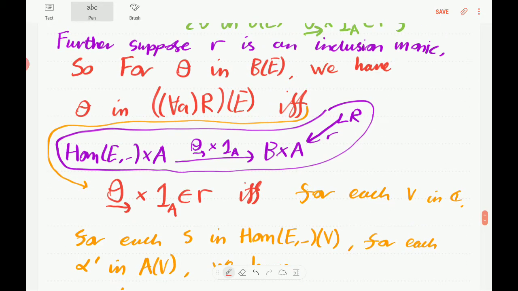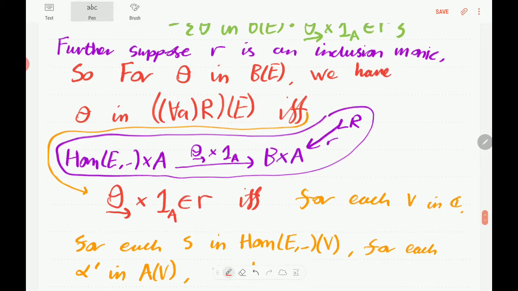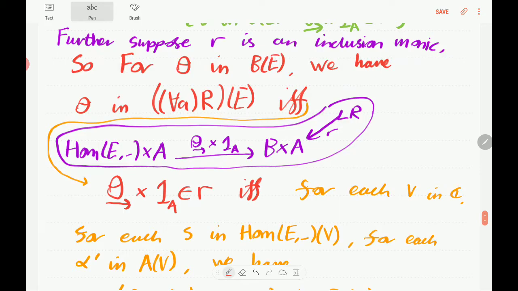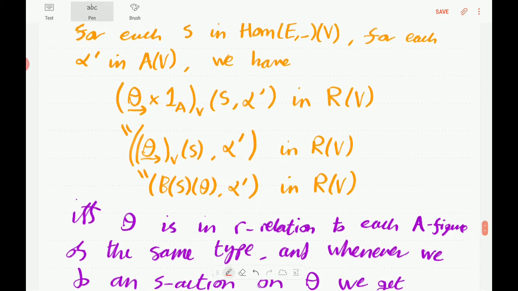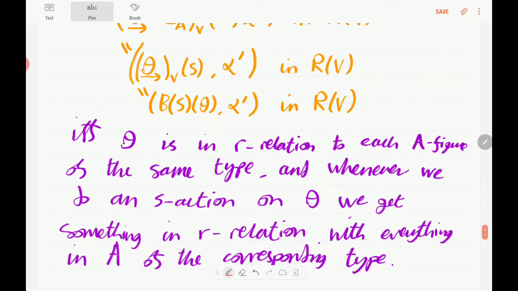It's telling us that theta is going to be an E figure of for all AR if and only if theta is in this R relation with every A figure of the same type, in other words, with every E-type thing in A, everything in A of capital E. But also whenever we do any kind of action on theta, for example, if we did an S action on theta, and that would map it to an element of B of V, so we get B of S of theta, well then that resulting V-type figure also should be in this R relation with every V-type figure of A.